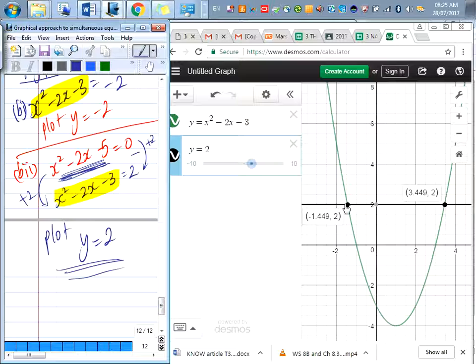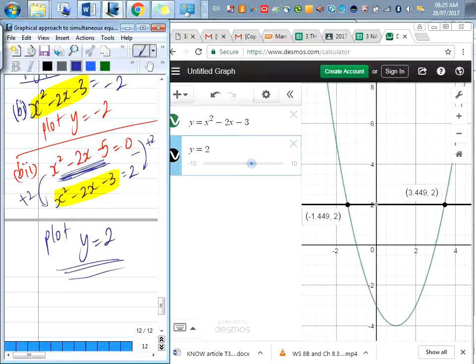It's just going to be x equals negative 1.449. The x coordinate is the solution. Because your coordinates, you have two, you have x and y, but we are not interested in y, because y is something that we introduce ourselves in order to get the graph. We are only interested in the x values, which is negative 1.449 and 3.449.